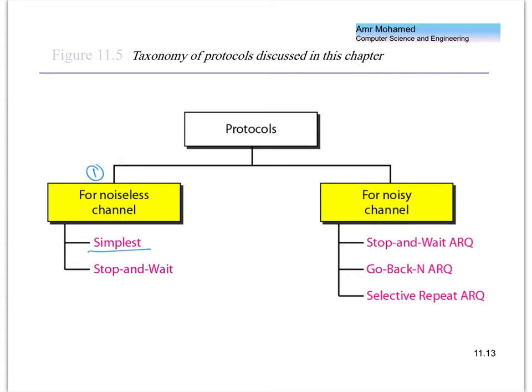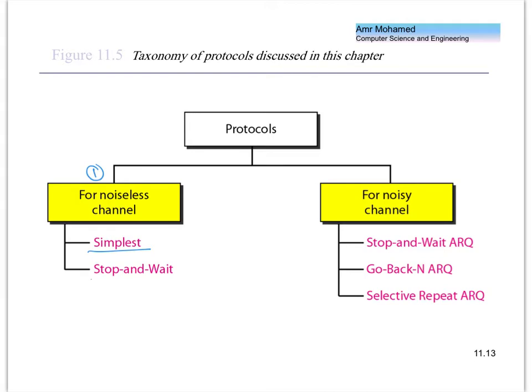So here we will discuss the simplest protocol, which does not even perform flow control. It's like UDP. It does no flow control, no error control, nothing. It just sends all the frames, and it assumes, of course, that there's no possibility of error, so they will arrive at the receiver.